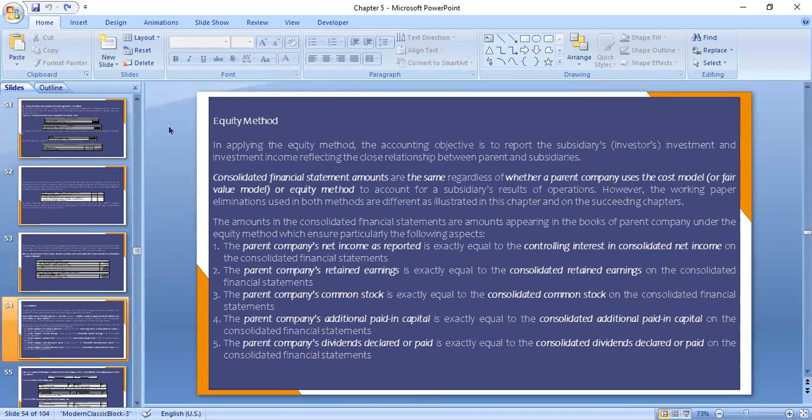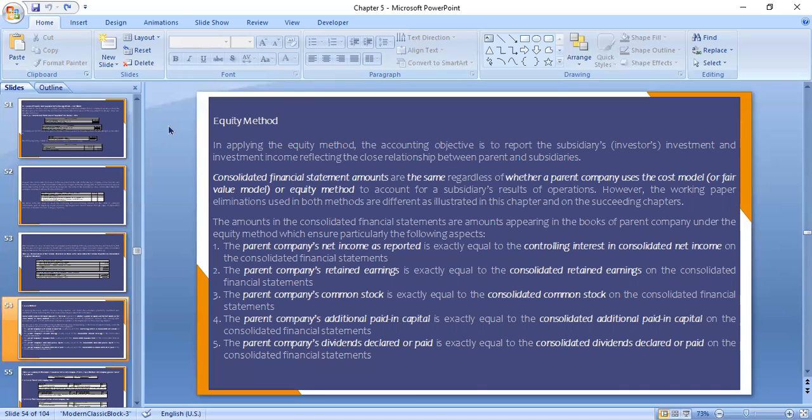So with the use of the equity method, the accounting objective is to report the subsidiaries or the investors' investment and investment income, reflecting the close relationship between parent and subsidiaries.